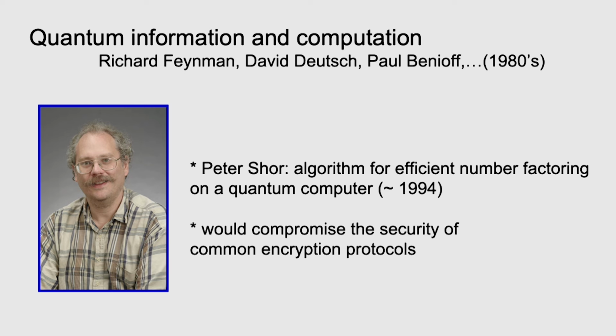And as I say, this is a big part of classes that people take on quantum computation, but I can try to give you flavors. So anyway, the reason this was so important was that it would compromise the security of common encryption systems, in particular RSA.